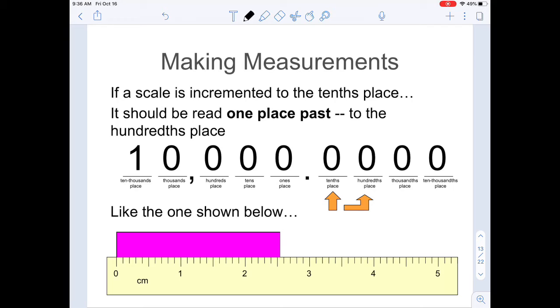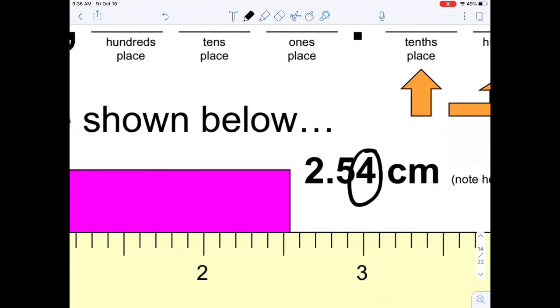All right, if a scale is incremented to the tenths place, again, we should report it one place past, to the hundredths place, like we just talked about. So again, 2.5, I estimated the 4 centimeters. I said 4, and this says 4, but you could estimate that differently.